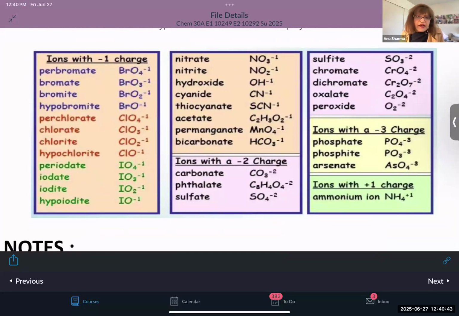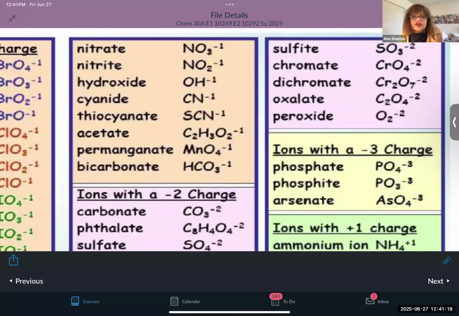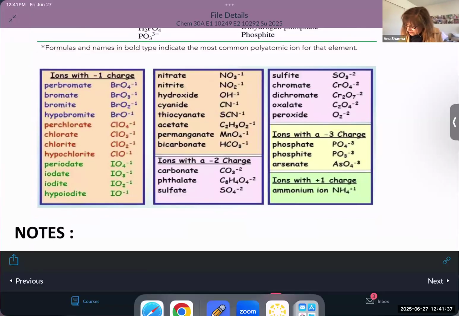Now we have other sets: perbromate, bromate, bromide, hypobromite, same as chlorine and iodine. So all this story with the halogens, remember, chlorine, bromine, iodine can make 1, 3, 5, and 7 bonds. That is how they end up attaching to more than one number of oxygens: 1 oxygen, 2 oxygens, 3 oxygens, 4 oxygens. Their names are all the same: per, hypo, and then ate, ite and ide. Next is nitrate, nitrite, cyanide, and thiocyanate. Cyanide is CN, and unfortunately thiocyanate does not have oxygen. There's no oxygen here in SCN, but the name is like that. So just take the names as you see them here and go by the flow of naming.